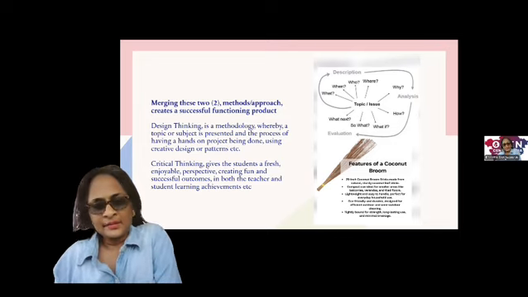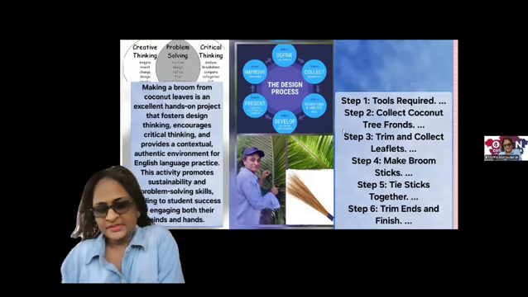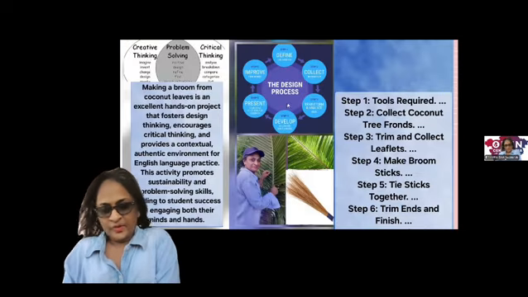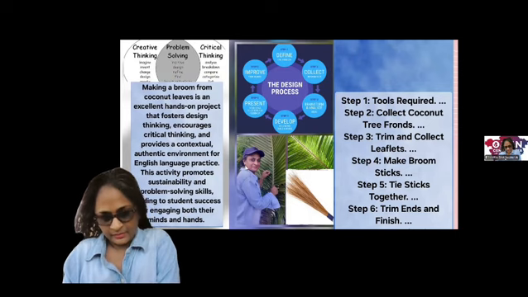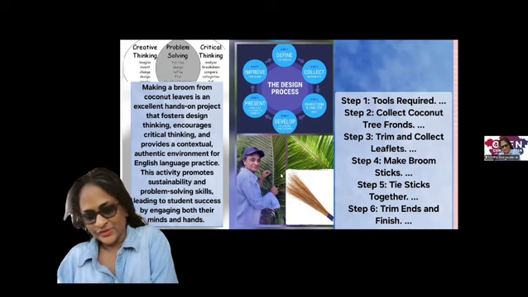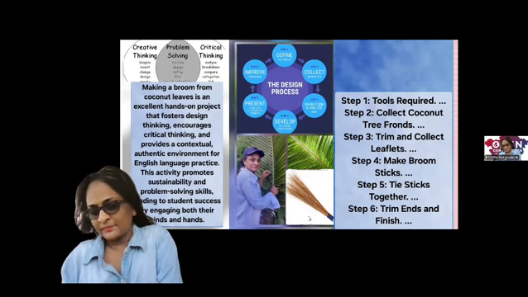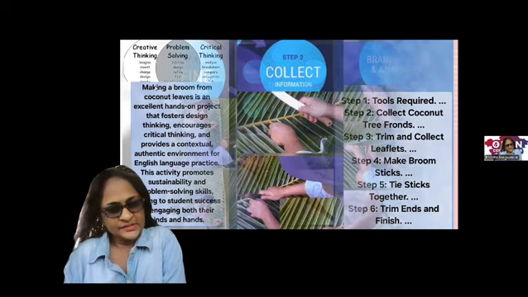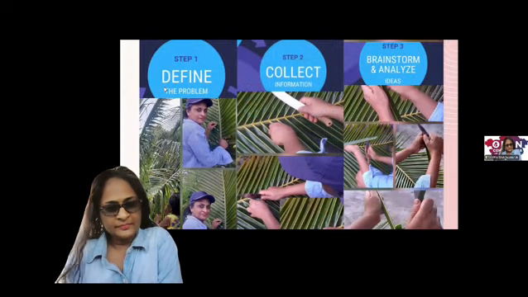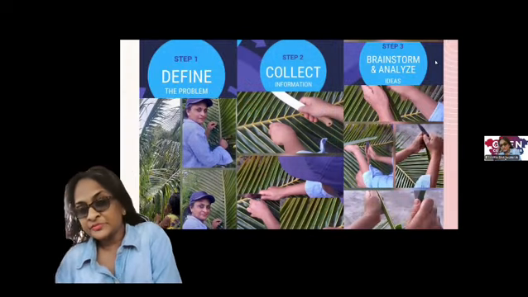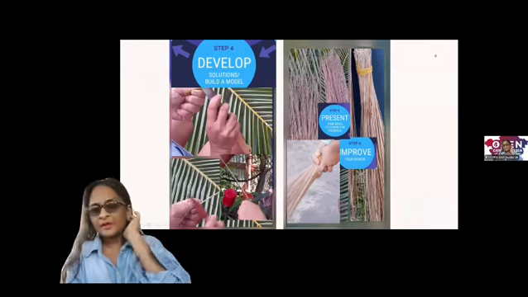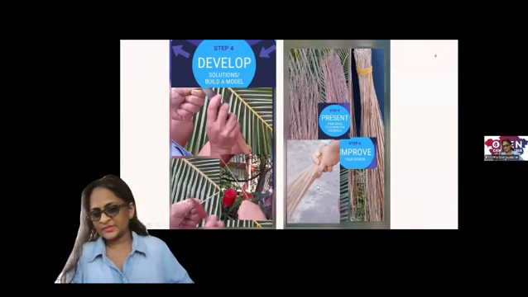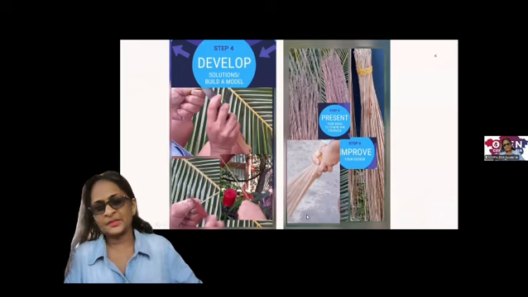All right. So as you can see here, the design process, and you can see at the bottom, this is me harvesting the coconut branches, and this is the end product of what the broom looks like. So we have step one, step two, step three, step four, five, and six. This is the finishing product. As you can see here, I have the broom and I'm sweeping the concrete.